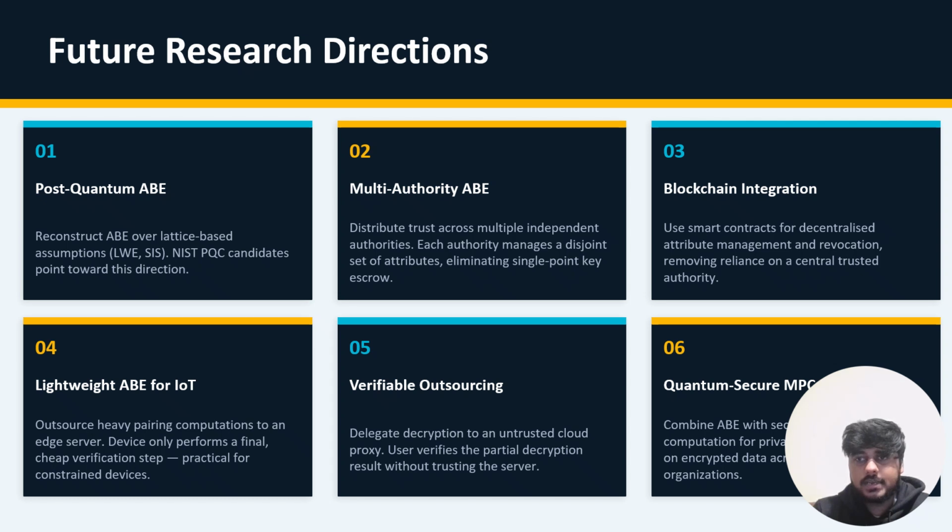Research is actively tackling these gaps. Post-quantum ABE over lattice constructions is a top priority. Multi-authority ABE distributes trust to remove single points of failure. Blockchain integrations can decentralize attribute management, and lightweight ABE schemes are being designed to outsource pairing computations to edge servers, making ABE viable on constrained devices.